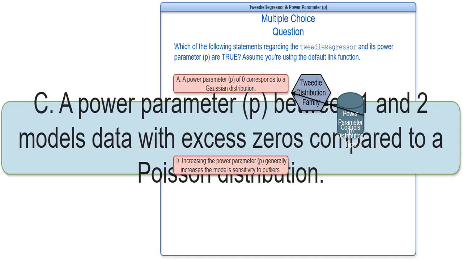When p is between 1 and 2, the TweedieRegressor uses a compound Poisson gamma distribution. This is really useful when you have a lot of zeros, many people not making a claim, in your data, more than what a basic Poisson model would normally predict. It's like adding extra oomph to account for those excess zeros. It cleverly handles those situations.